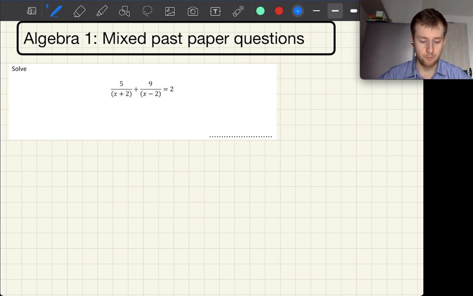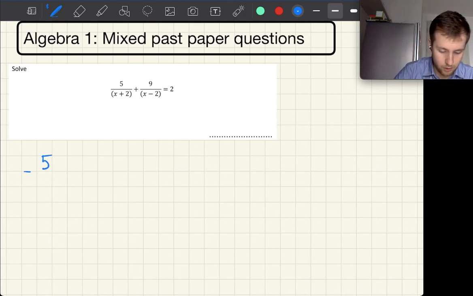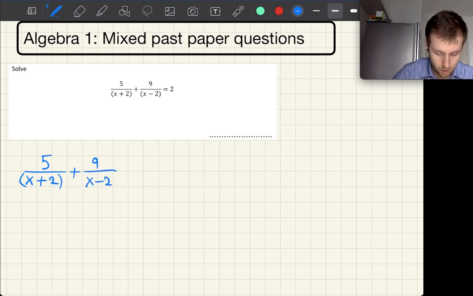Here we have a small question from an Edexcel IGCSE past paper. Let's try to figure it out. So solve this equation. The way to solve it is we have to add two fractions on the left side. We have to just add them together, and then I will show you what to do next.